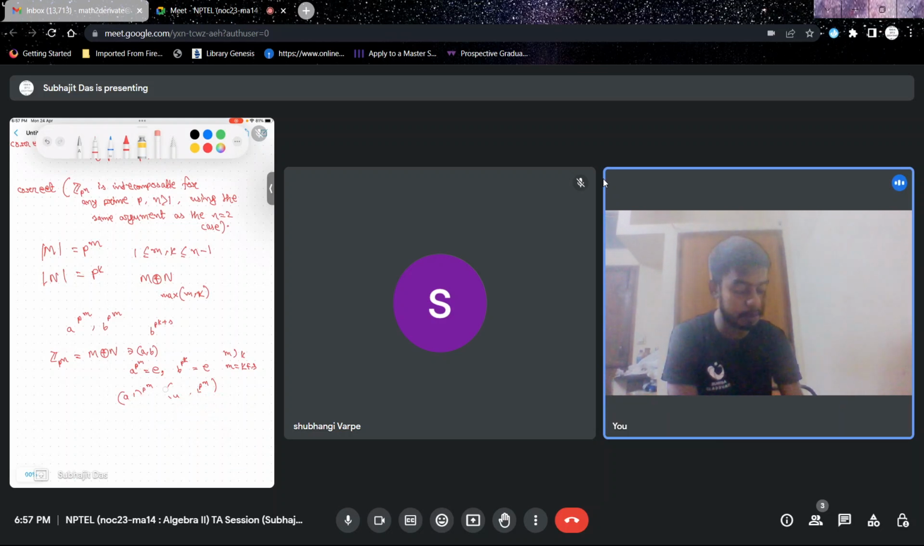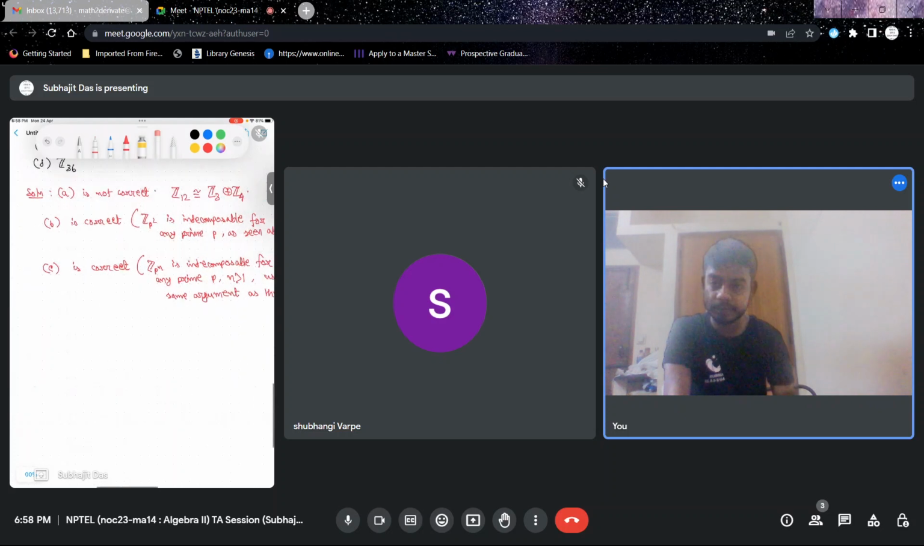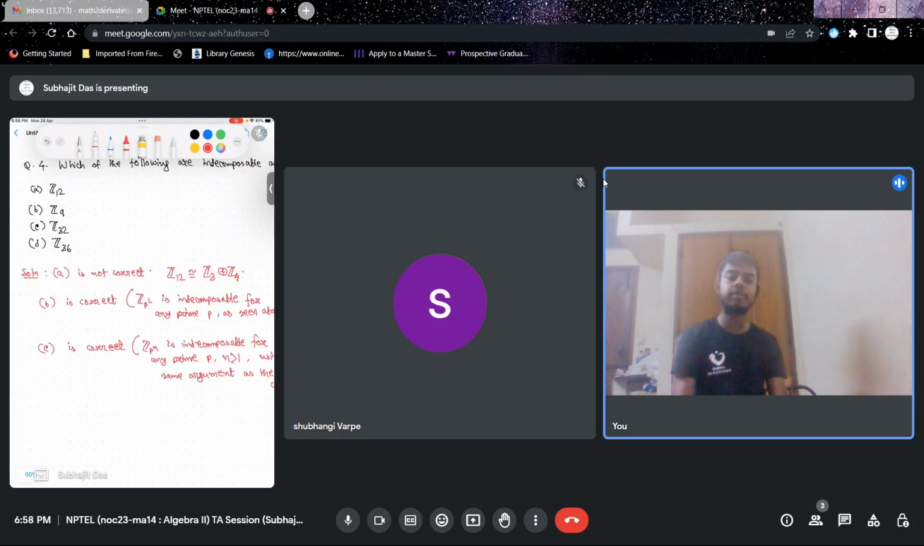So the order would be the maximum of m comma k, and since m and k are both less than n, their maximum will be less than n, which is a contradiction, because we have assumed that Z_p to the power n can be written as m direct sum n. So there should be some element in m direct sum n having order p to the power n, but we just saw that every element has order less than p to the power n, right? So Z_p to the power n is again indecomposable for any prime p. So Z32, which is Z2 to the power 5, is indecomposable.